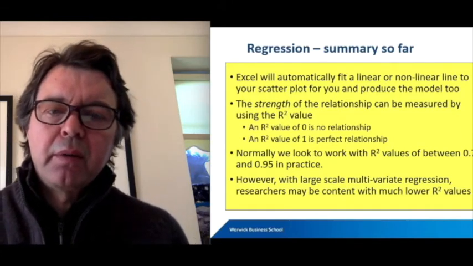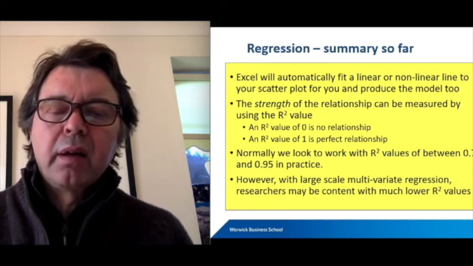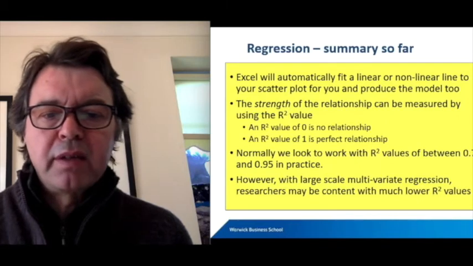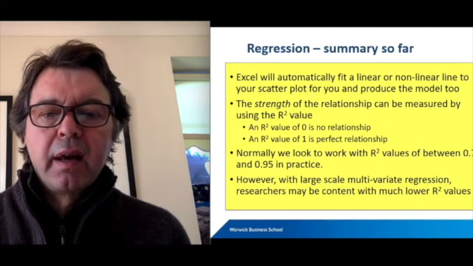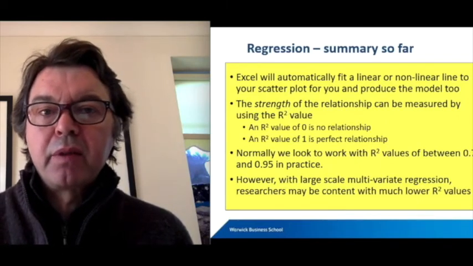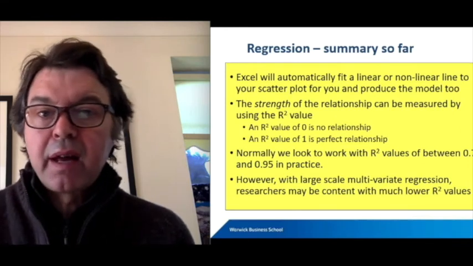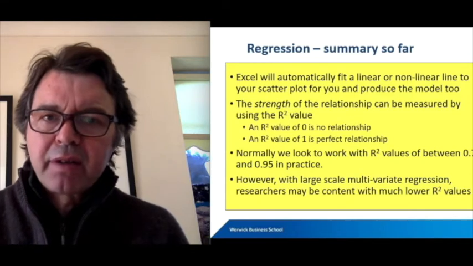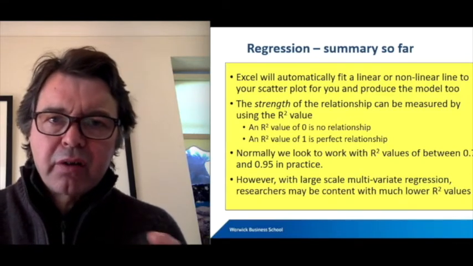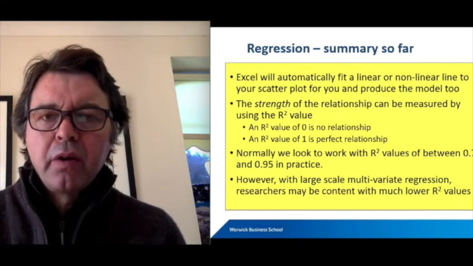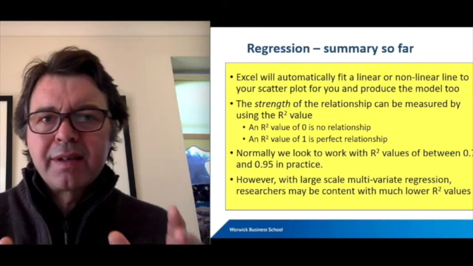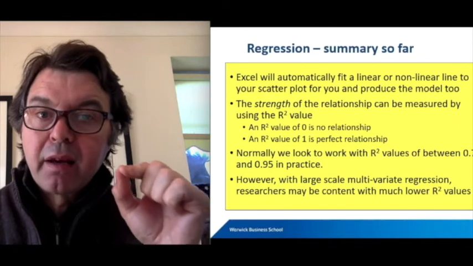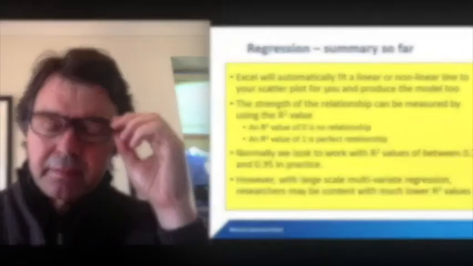because when you're doing large scale analyses, so large multivariate regressions, researchers might be content with much lower R-squared values like 0.3 if that supports their research. So a lot depends on the context there. It depends on how you're going to use the model, whether you're just looking to see trends in data or whether you actually want to make really precise predictions.